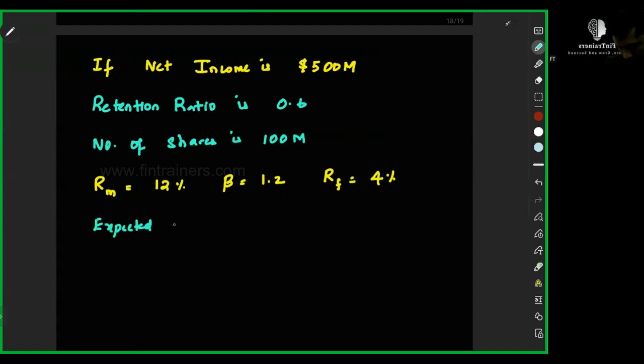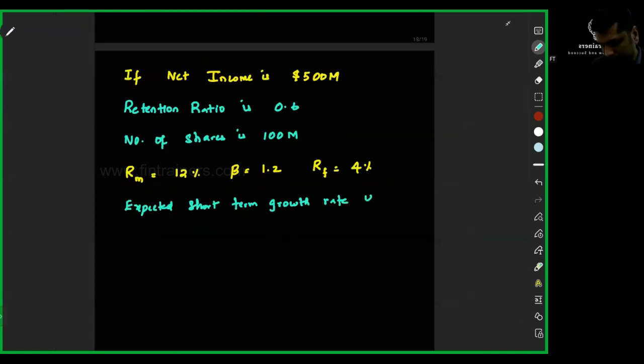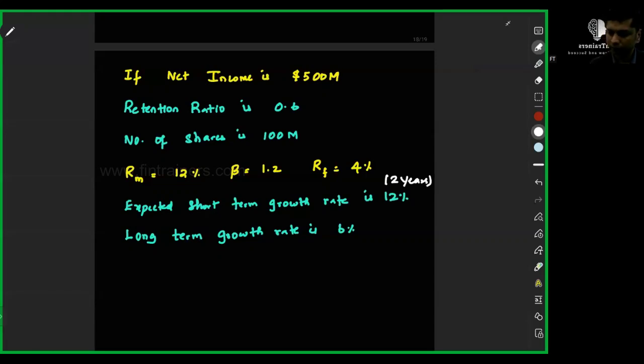Expected short-term growth rate is 12%, and long-term growth rate is 6%. Short-term growth rate, we'll keep it 2 years. Otherwise, it becomes very difficult. Compute share price. So I will talk about the steps.